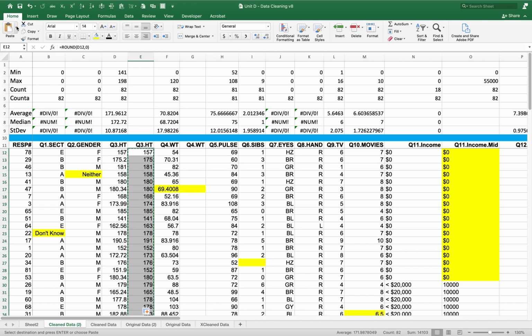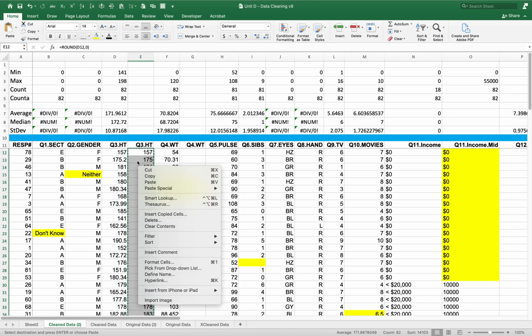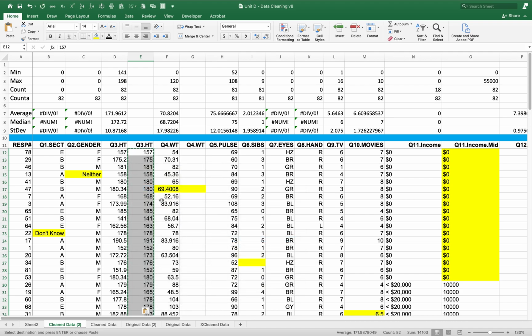So I can either go up here to the Home tab and choose paste values, or alternatively I can do a right click here and choose paste special values. So a paste special values. And the nice thing about that now is that these are now just numbers. And so I don't even need this column anymore right here.